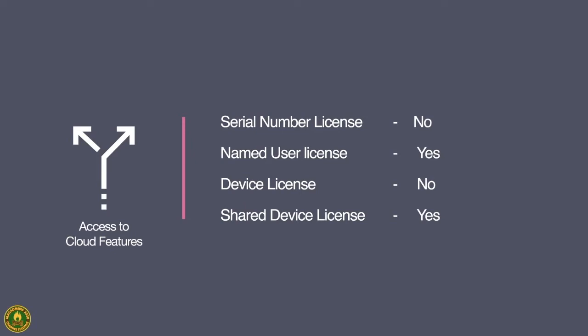Next up, access to cloud features. So this includes items such as cloud-based assets, storage, fonts, images, and libraries. As expected, the serial number license and device license will not have access to these resources at all, whereas the named user license and the shared device license does.